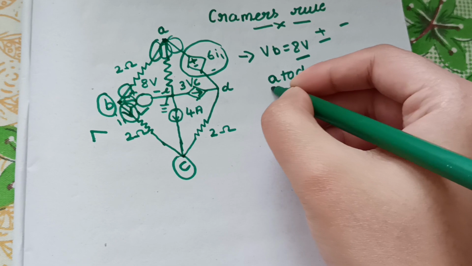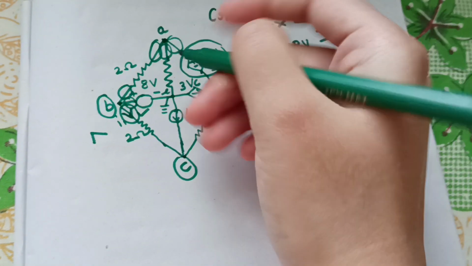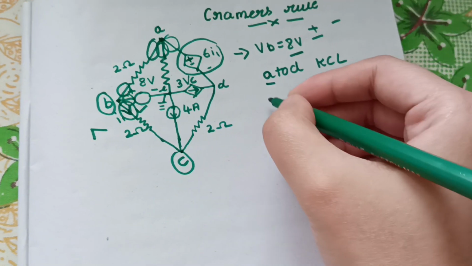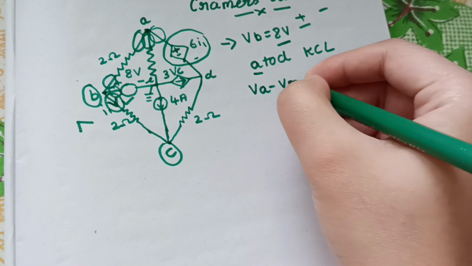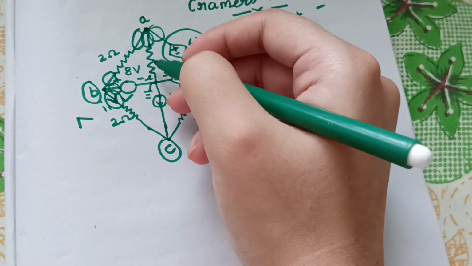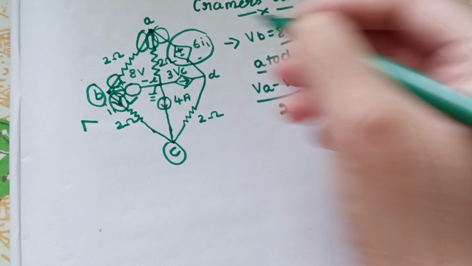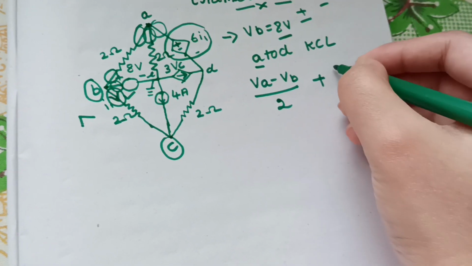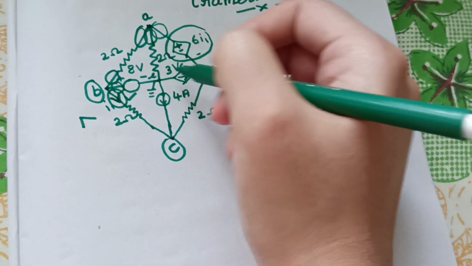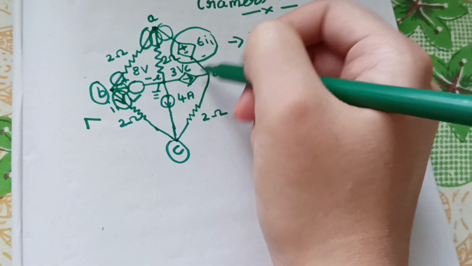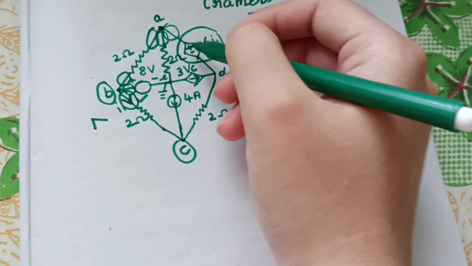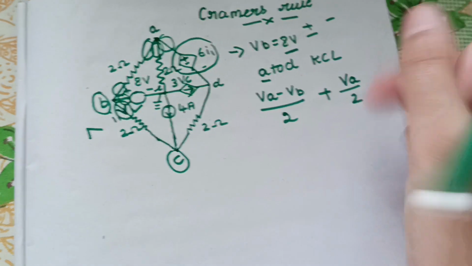So let us consider the nodal equations of A. If I consider my node equation of A, I can write it as VA minus VB by 2 plus VA by 2. This is 2 ohm, students, I haven't written it, I'm so sorry. And here this third line is my supernode. Since I have my voltage, I'll neglect this. We'll construct a separate equation for this.